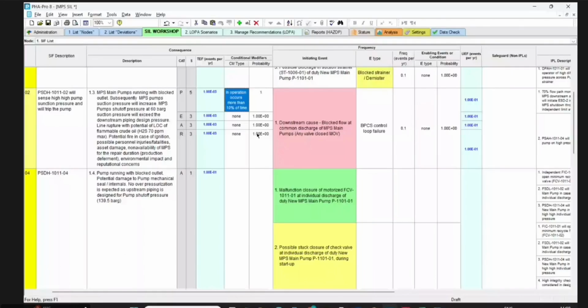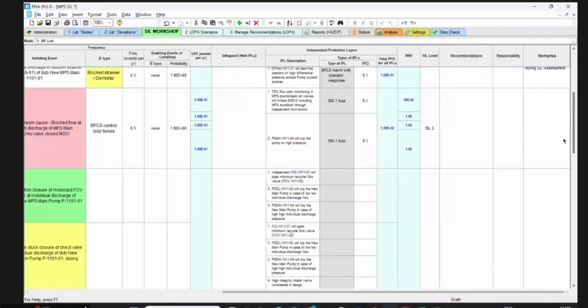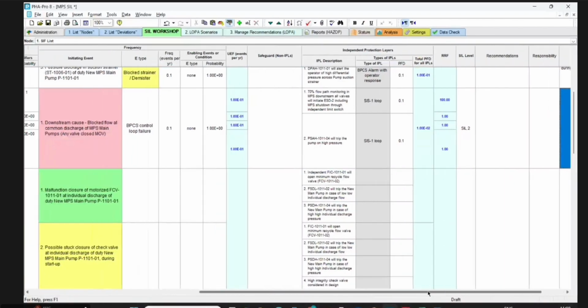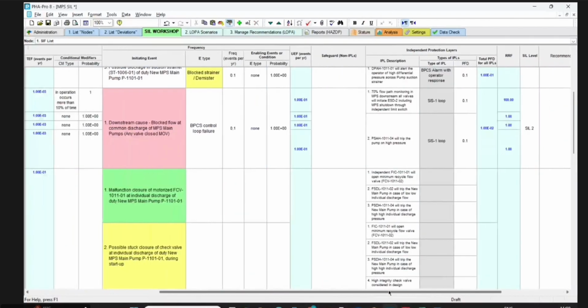I have to make a rule set here. Okay, you can consider 70% flow path blockage, put slash monitoring slash PT3OH, both functions. So you can consider one, okay, and then PASH with 0.1. These two, okay. Now SIL2, what is RRF?